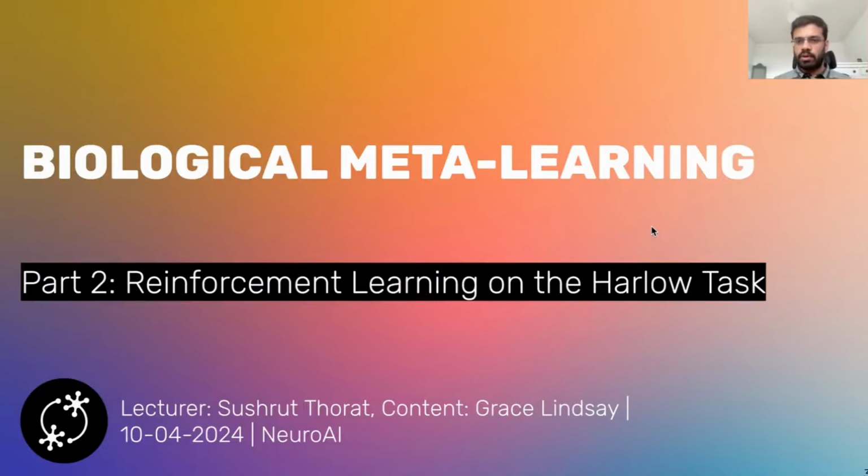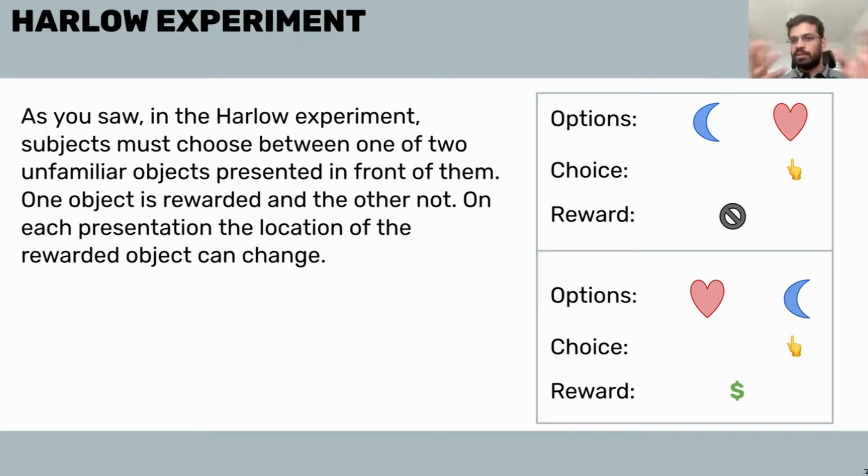All right, so you saw how the Harlow task looks. Now we'll see how we build a reinforcement learning agent with this task. In this task, there are two objects presented, and irrespective of location, a particular object is rewarded and the other not. So you have to figure out, over multiple repetitions of these trials where object locations are switched, which object is the one rewarded.